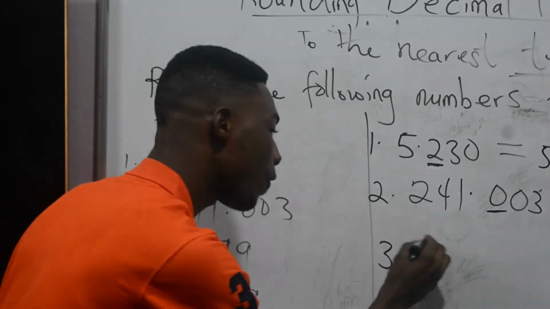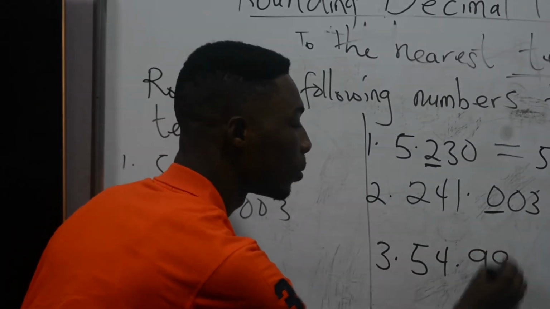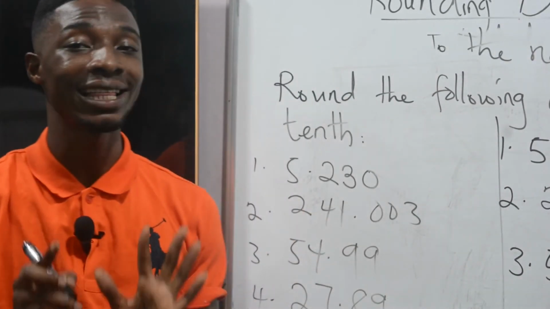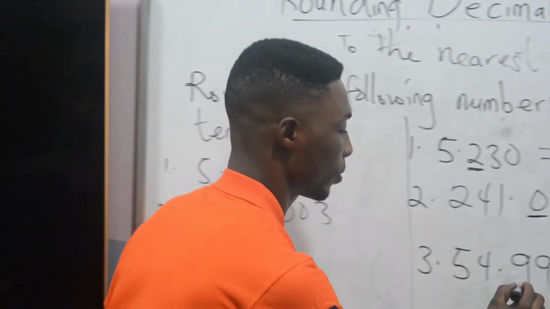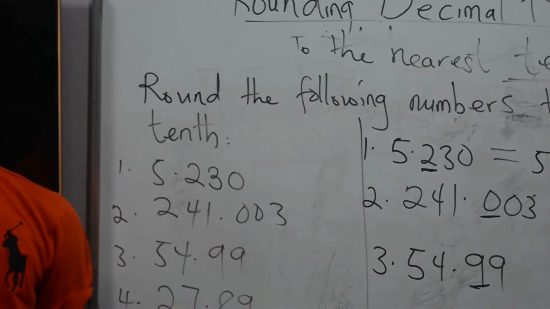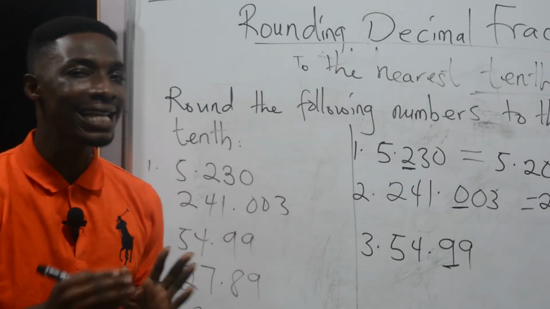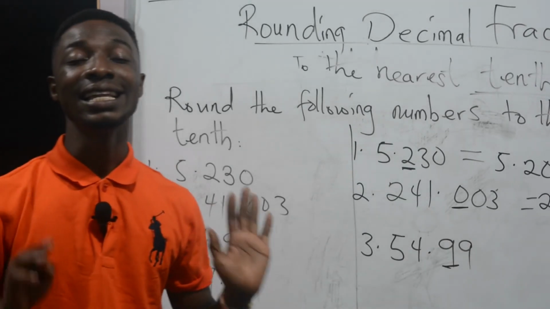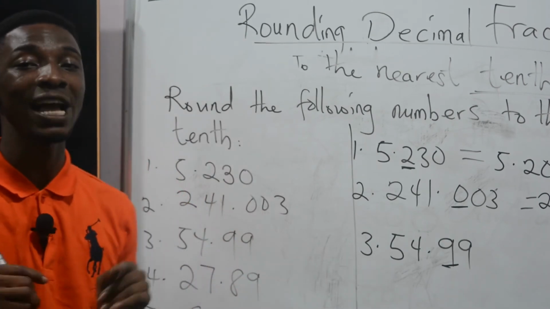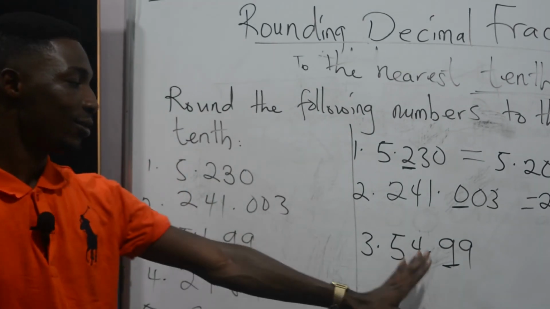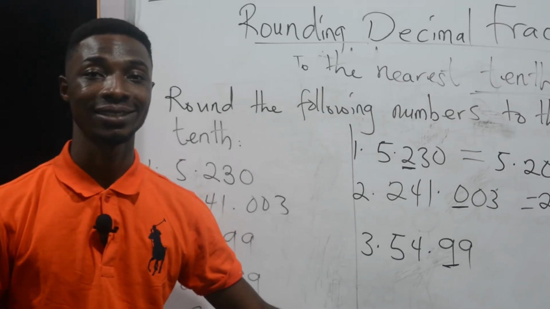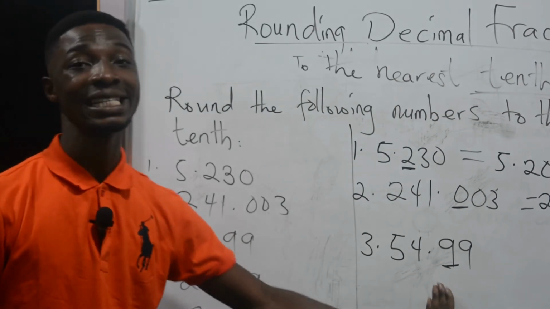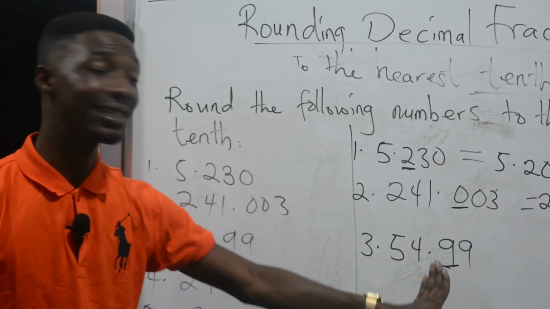We have 54.99. What do we need to do? Locate the number at the 10th position, which is 9. Then we need to locate the number that is just after the one of interest, which is also 9. 9 is more than 4, so what we have to do is to add 1 to the one occupying the 10th position. If we add 1 to the one occupying the 10th position, it becomes 10 here, isn't it? You cannot write the 10 here.